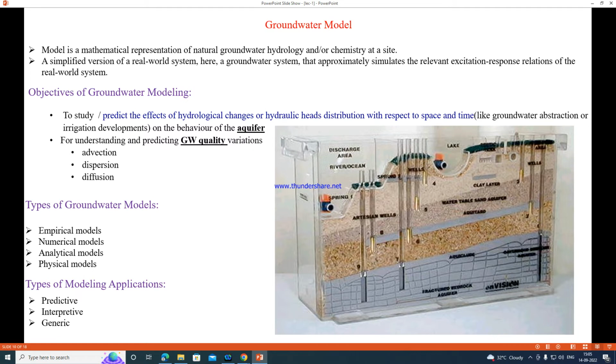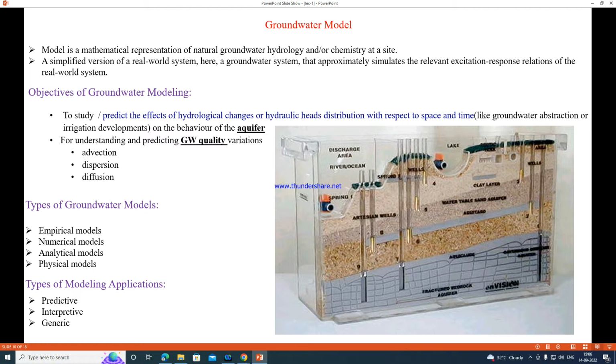Dispersion means, due to the heterogeneities in the aquifer, the contaminant may move in the horizontal or the vertical direction. This is known as dispersion. It is of two types: longitudinal dispersion as well as lateral dispersion. Diffusion means the contaminant will diffuse from the higher concentration region to the lower concentration region. That is known as diffusion.